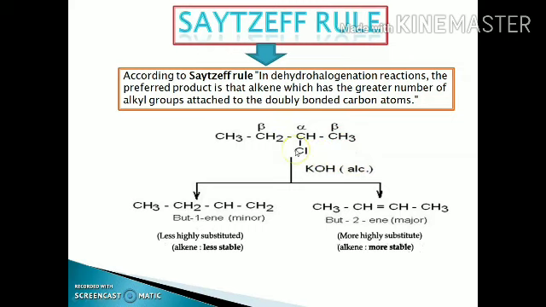In case of 2-chlorobutane, these are the 2 beta carbon atoms. This beta carbon atom is highly substituted, so it will give the major product, because this other carbon atom is less substituted as no bulky group is attached to it, so it gives the minor product. Therefore, the dehydrohalogenation of 2-chlorobutane gives but-2-ene as a major product and but-1-ene is formed as a minor product.